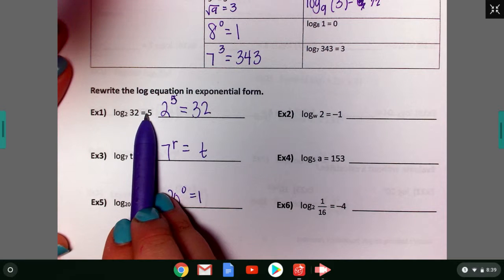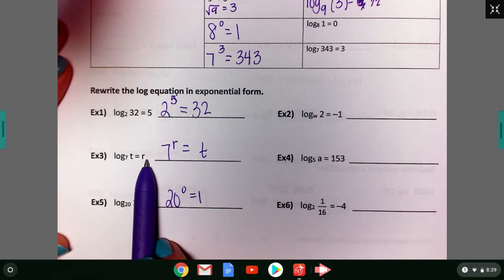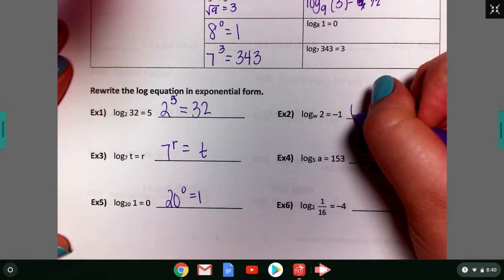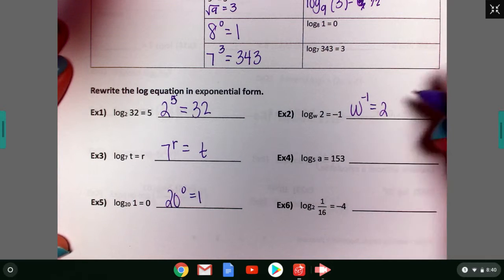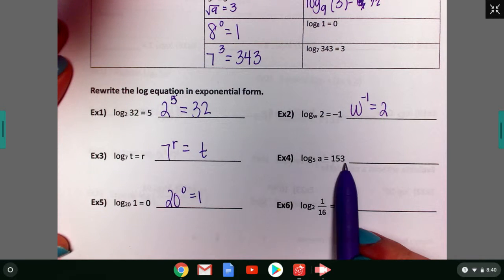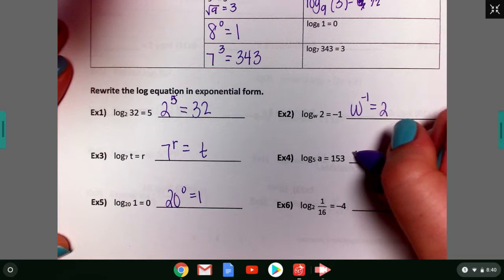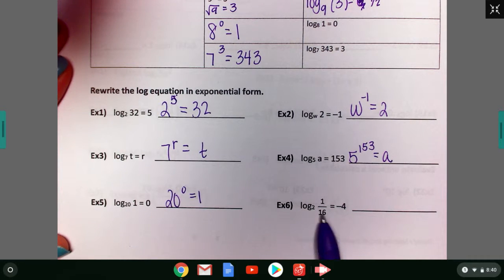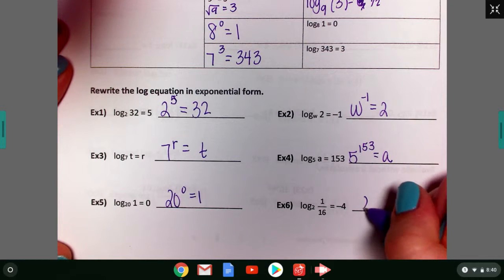So 2 to the answer equals 32. 7 to the answer equals t. 20 to the 0 equals 1. w to the negative 1 equals 2. 5 to the 153 equals a. 2 to the negative 4 equals 1/16.